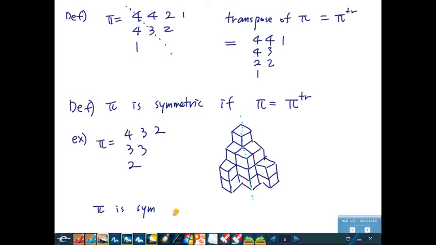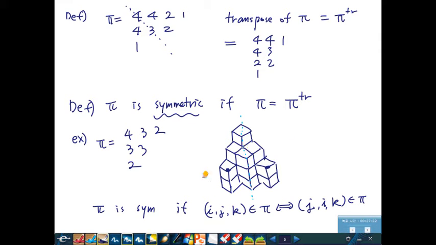So pi is symmetric if it satisfies this condition: (i, j, k) is in pi if and only if... Can you tell me what coordinate we should have here? Yeah, i and j are exchanged. So if you have something here, you must have the same box there as well. So they're all equivalent. This is the definition of a symmetric plane partition. What's interesting is that there are more symmetries, because we have a three-dimensional object in this graphical representation. We can consider more symmetry.